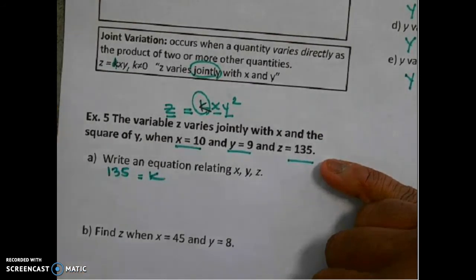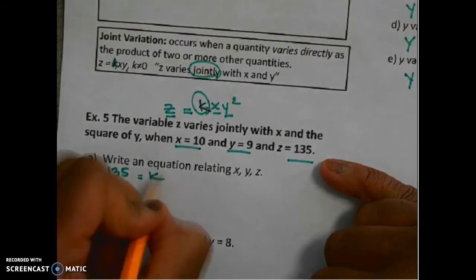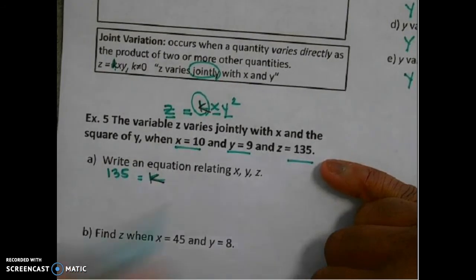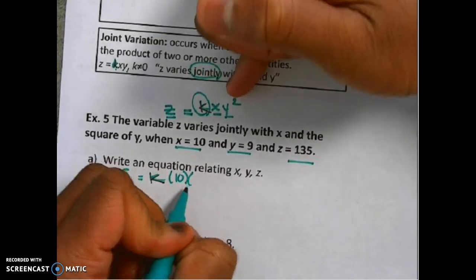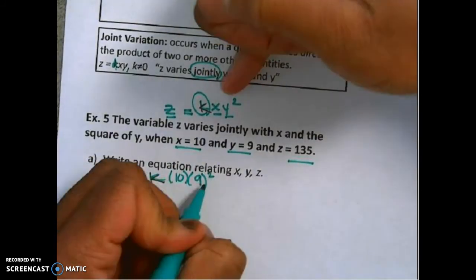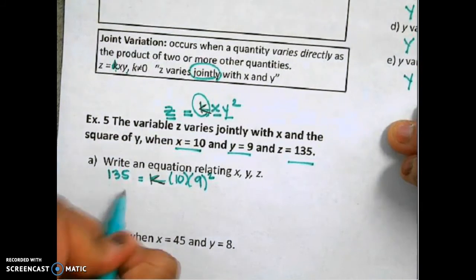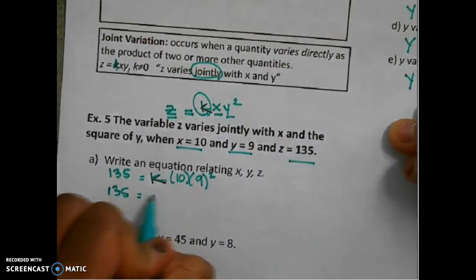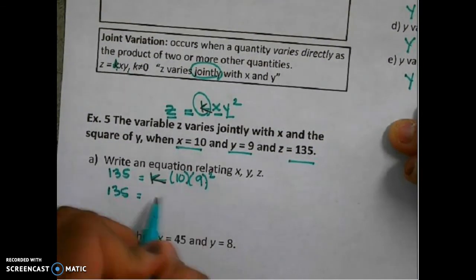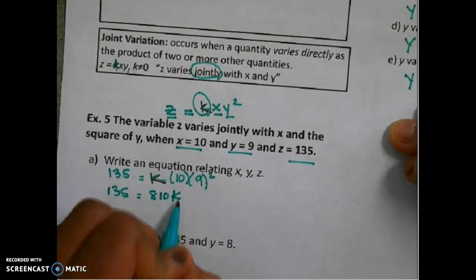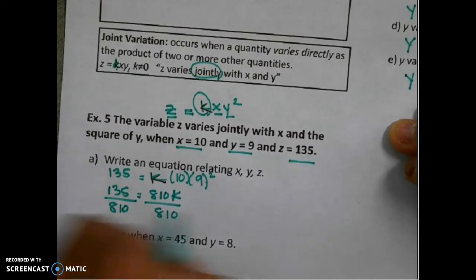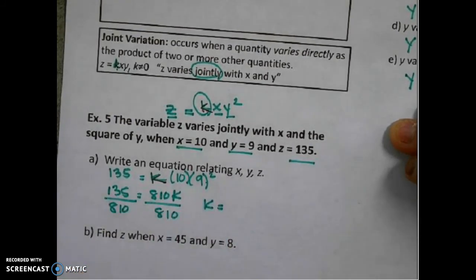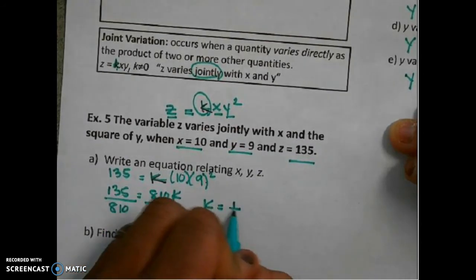We don't know what that is just yet, but I do know what the x is, which is 10, and I do know what the y is, which is 9. And I'm going to leave that squared because it said squared. So 135 is equal to 81 times 10, 810k, divided by 810. So the k is equal to, if I divide both sides by 135, I get 1 over 6.